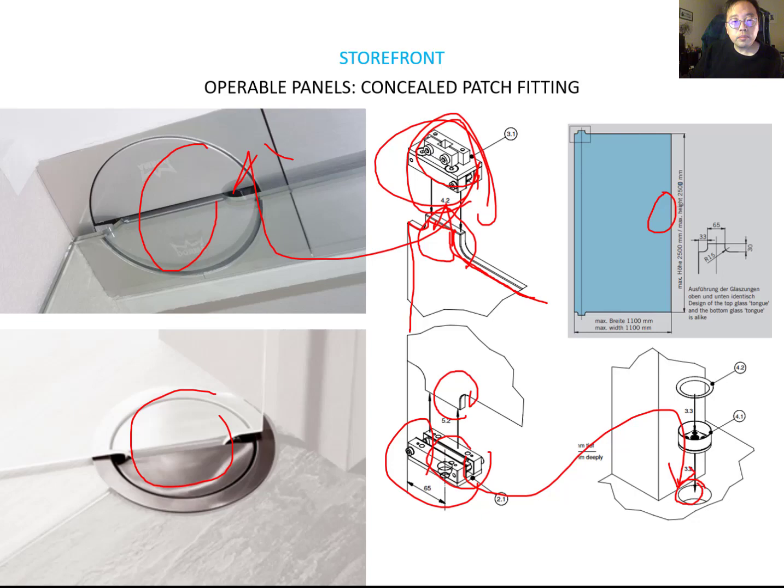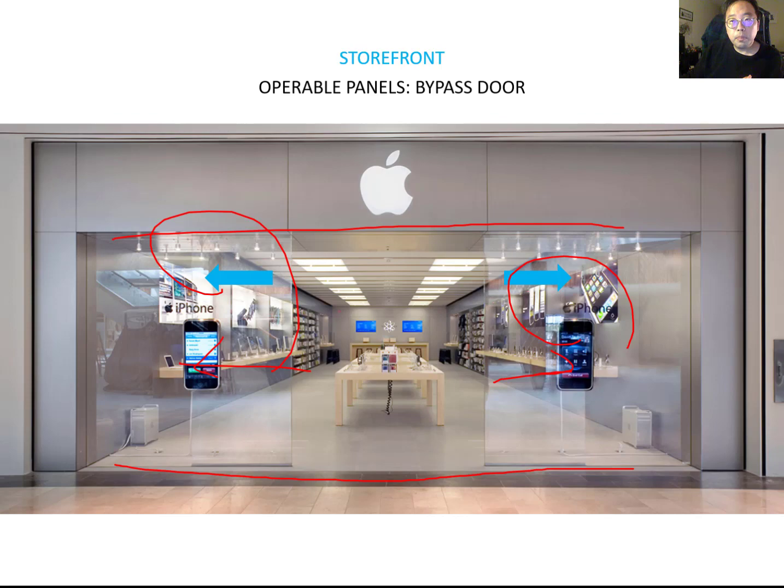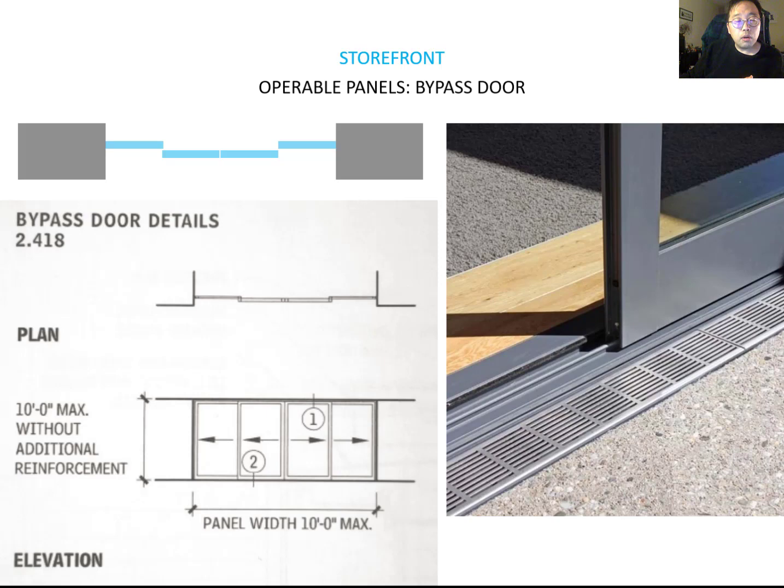So you can see another operable panel, which is a bypass door. Let's look at this bypass door. It recesses the track, top and bottom. You can see the bottom track and the top track here, and then you can open both sides. This is what we call the bypass door. You can see how it works. Usually it opens to both sides, and they stack on each side, right? You can see the track on the bottom and top. This track guides the bypass door open on each side.